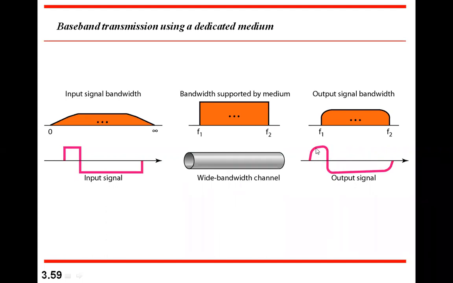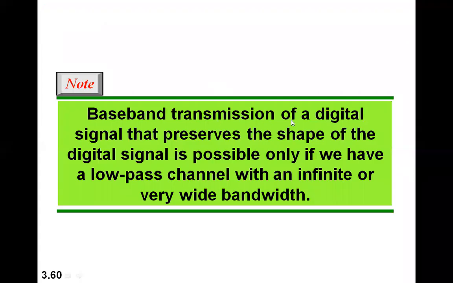To retain the original signal, you should have infinite bandwidth, but an infinite bandwidth channel is very rarely possible. So practical channels always have a limited bandwidth. That's why you will not be able to receive the original shape, but something close to it is possible. Baseband transmission of a digital signal that preserves its shape is possible only if we have a low pass channel with an infinite or very wide bandwidth.